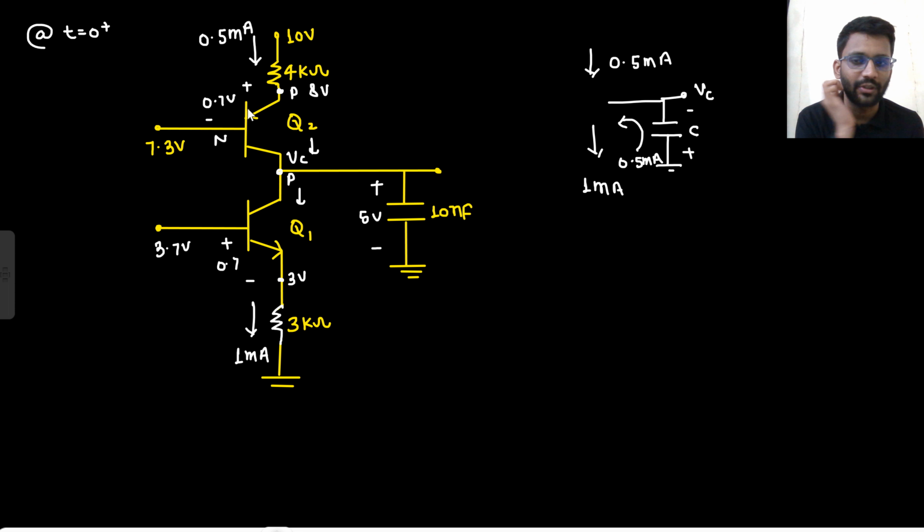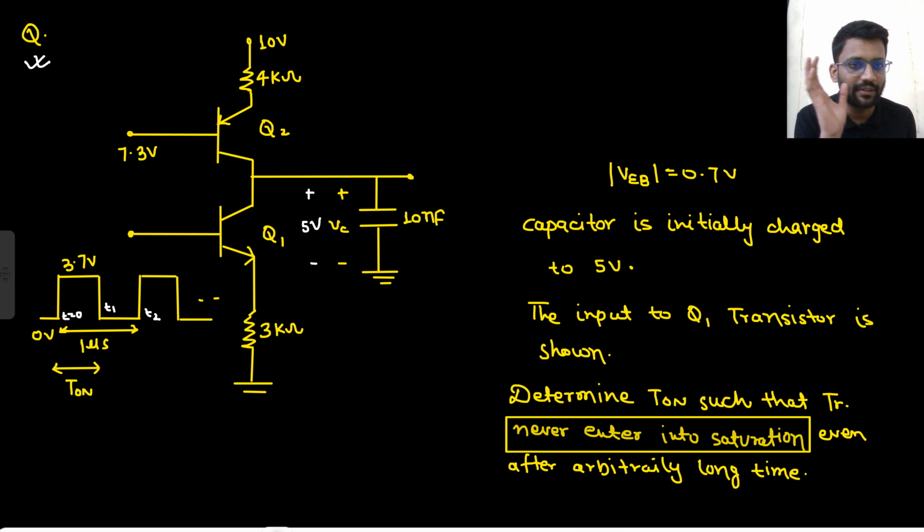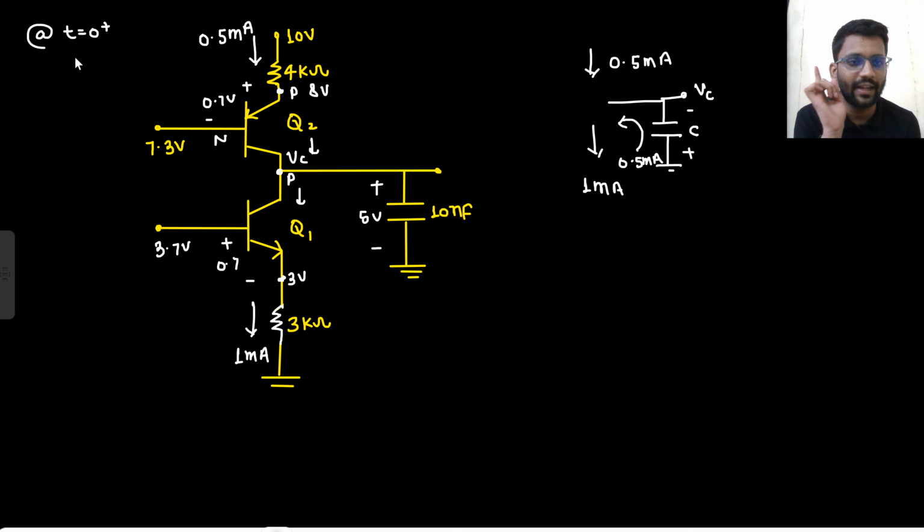This was 7.3, this was 0.7. So 0.5 milliampere here, 1 milliampere current is here, right? So that means the capacitor is driving a fixed 0.5 milliampere current. The current is fixed because this node is fixed, this node is also fixed. After t equals t1 the input will change, but we are not seeing that condition. We are only seeing at t equals 0 plus. So at t equals 0 plus, 0.5 milliampere, 1 milliampere, the capacitor is driving 0.5 milliampere current. So that is a fixed current.